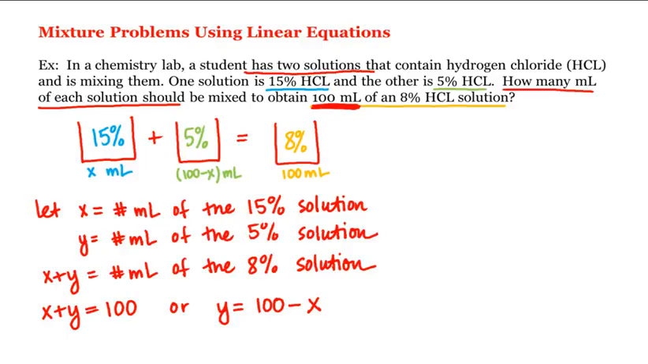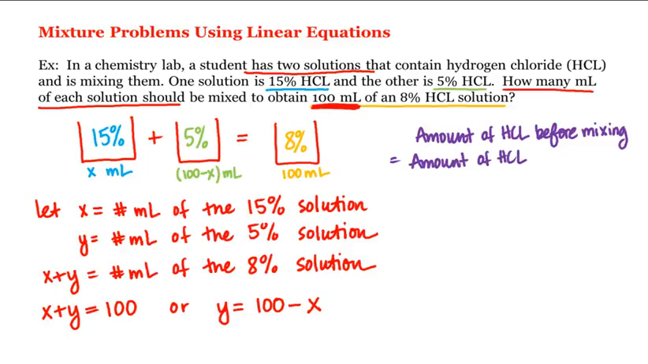Now, what's important to realize here is that the amount of hydrogen chloride before mixing is equal to the amount of hydrogen chloride after mixing. We do not create more hydrogen chloride by mixing. Now, what is the amount of hydrogen chloride before mixing? Well, what is the amount of hydrogen chloride in the first solution here?